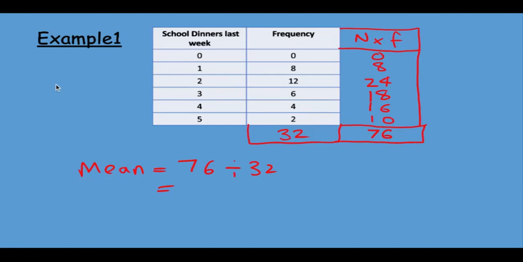Okay, so I've got 2 decimal places. I've got 2.4 meals. So I can't really have 2.4 of them. You either had school dinners or you didn't. So we would say the average person had school meals about twice last week.